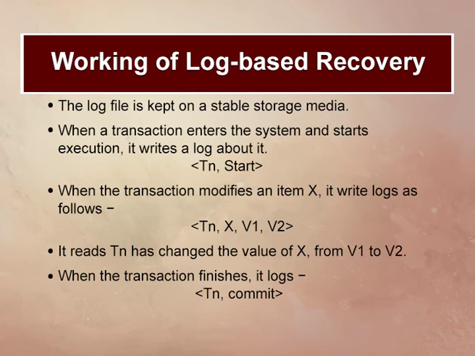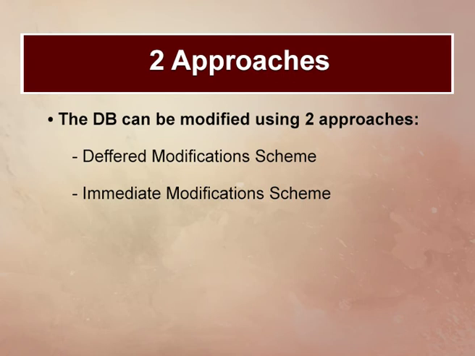So that log is recorded, and when the transaction is finished, the log should have a commit statement like Tn comma commit. In this way, three kinds of logs are recorded against each and every transaction. There are two types of log based methods that can be implemented: the first approach is the deferred modification scheme and the second approach is the immediate modification scheme.